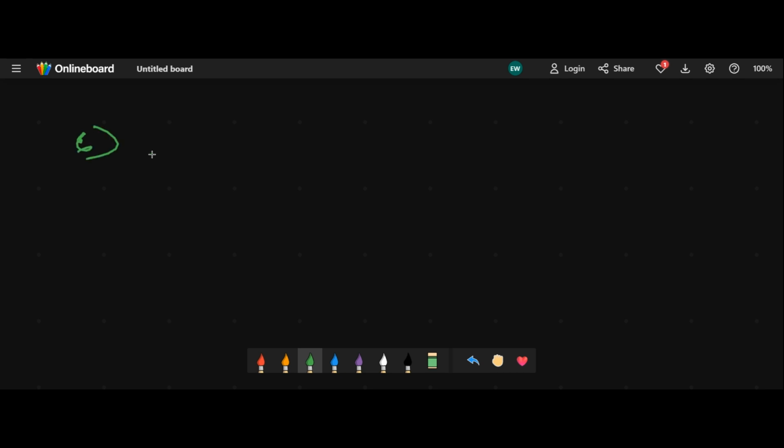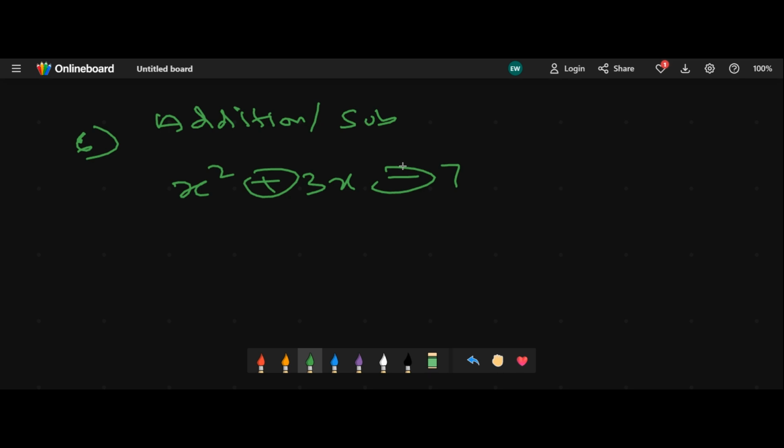For the sixth rule, addition or subtraction, let's say x squared plus 3x minus 7. There is plus and minus, so you don't need to worry. If there is addition and subtraction, you can do it individually. Let's say this is y. If you differentiate this with respect to x, if you differentiate x squared, you bring this 2 in front: 2x, and 2 minus 1 is 1, so x to the power 1 is basically x.